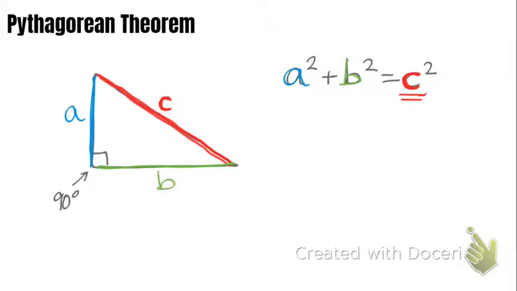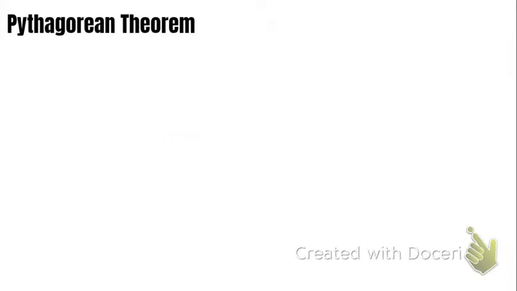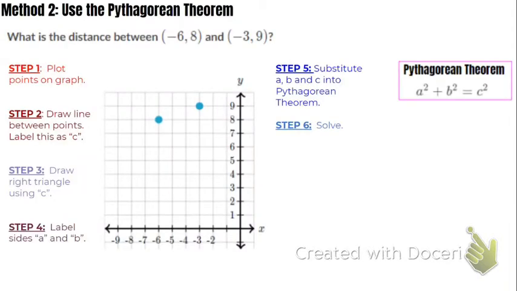So let's use that Pythagorean theorem to find the distance between 2 points. You can use this method instead of the distance formula. The distance formula actually comes from the Pythagorean theorem. So I have the steps all laid out here to help you through. So it says, what is the distance between these 2 points?